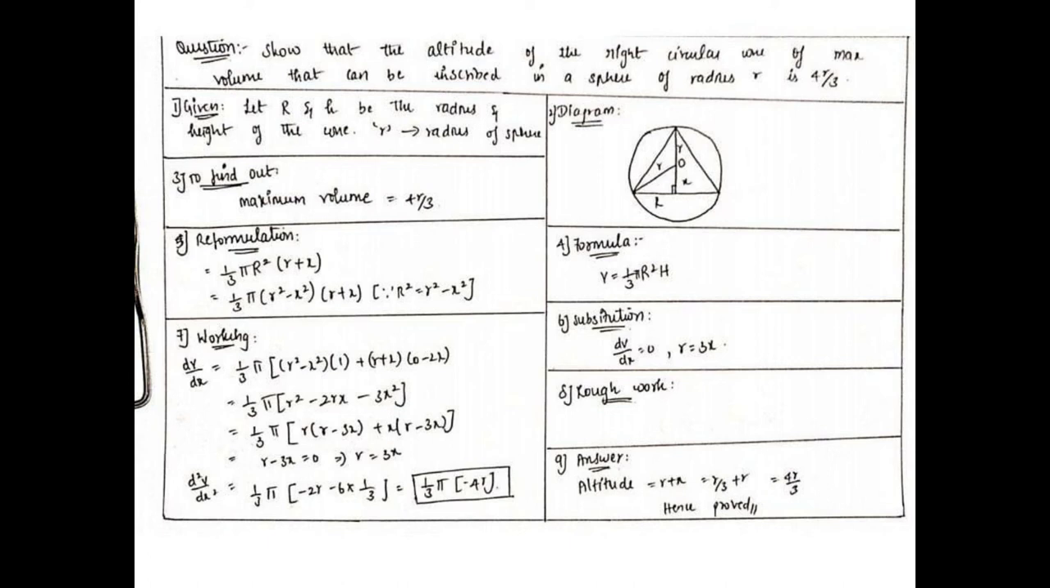Answer: altitude is equal to R + x, R/3 + R is equal to 4R/3. Hence, proved.